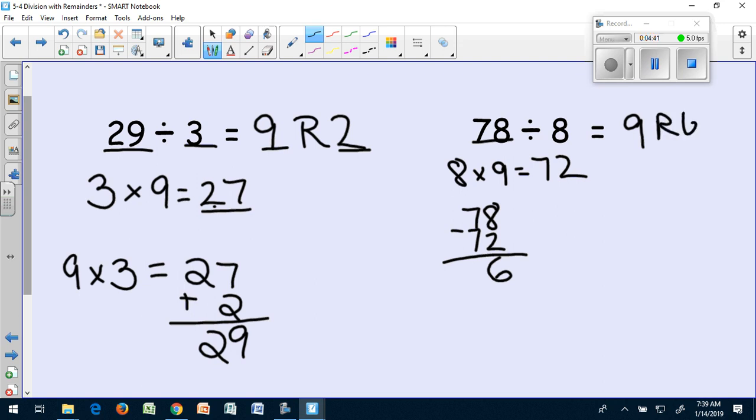And why don't you try in your notebook to check your answer to that with multiplication and addition. You can pause the video and I'll do it up here and we'll see how we did. 8 times 9 equals 72. 72 plus 6 is going to give me 78, which matches my dividend.